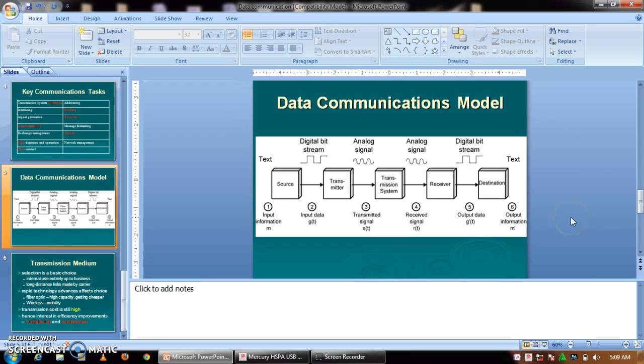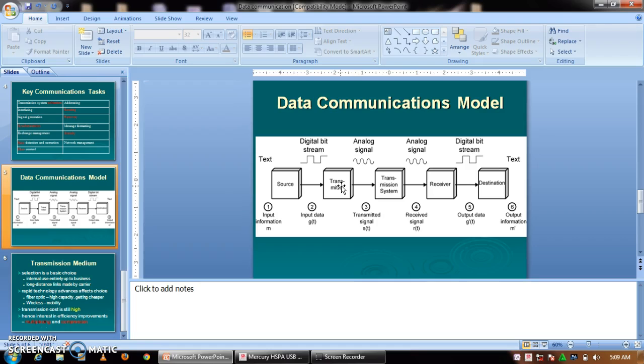Okay, this is a simple block diagram for the data communication model using the input information. We will get the output information over here. First, we send the text from the source. It will be sent as a digital bit stream. First, the input information is taken, denoted by M. Then the transmitter.